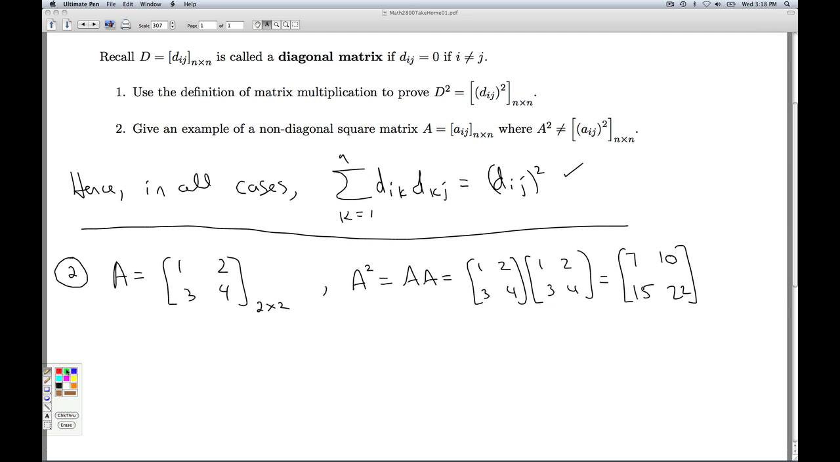And I can compare this now. Certainly, if I square each of these entries, I'm not going to get anywhere near this matrix here. So that just goes to show that we really need a diagonal matrix to make this magic work.